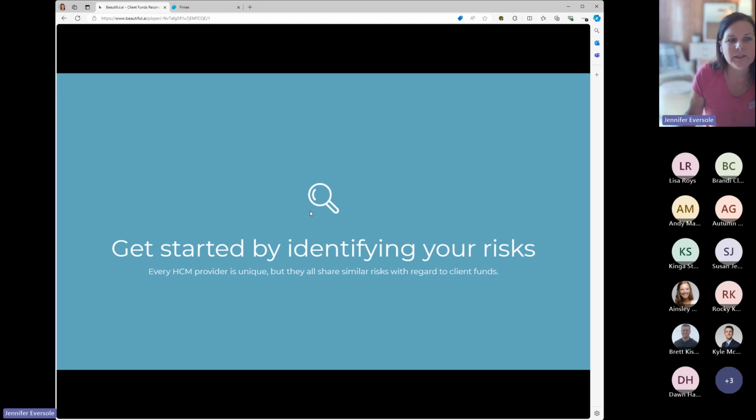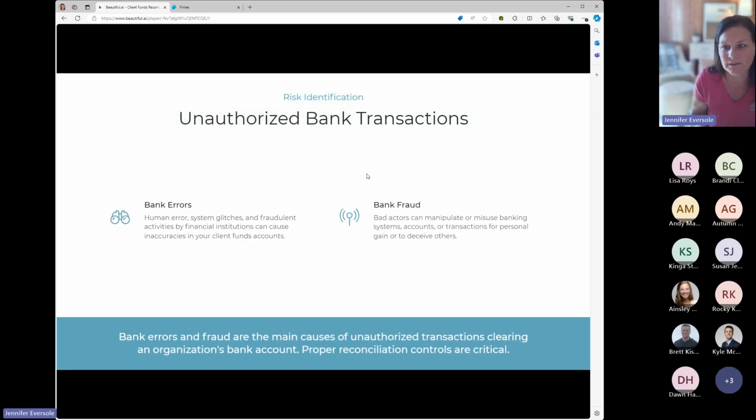Okay, so the first thing that we do is get started by identifying risks. We all have common risks in our organization. Every organization is unique, but you all share similar risks when it comes to client funds. So let's talk about what the risks are. You've probably thought about many of these, some of them you may not have thought of.